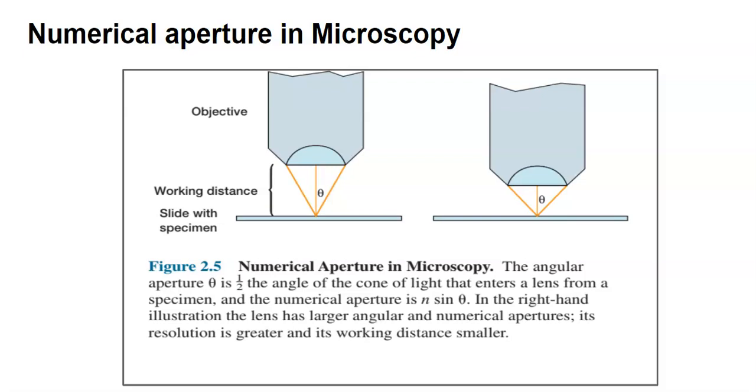So its resolution will be greater and the working distance is small. In the left hand picture, the working distance is large. As you can see, it is the distance between the center of the lens and the specimen. So on the right hand side, the resolution is greater and the working distance is small. Basically, this was about the concept of microscopy. Thank you all for listening.